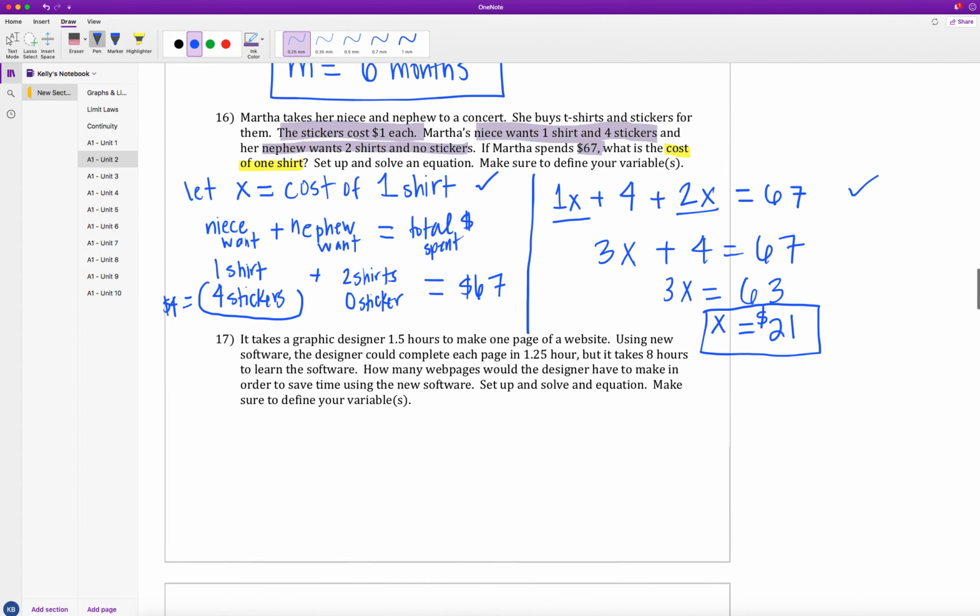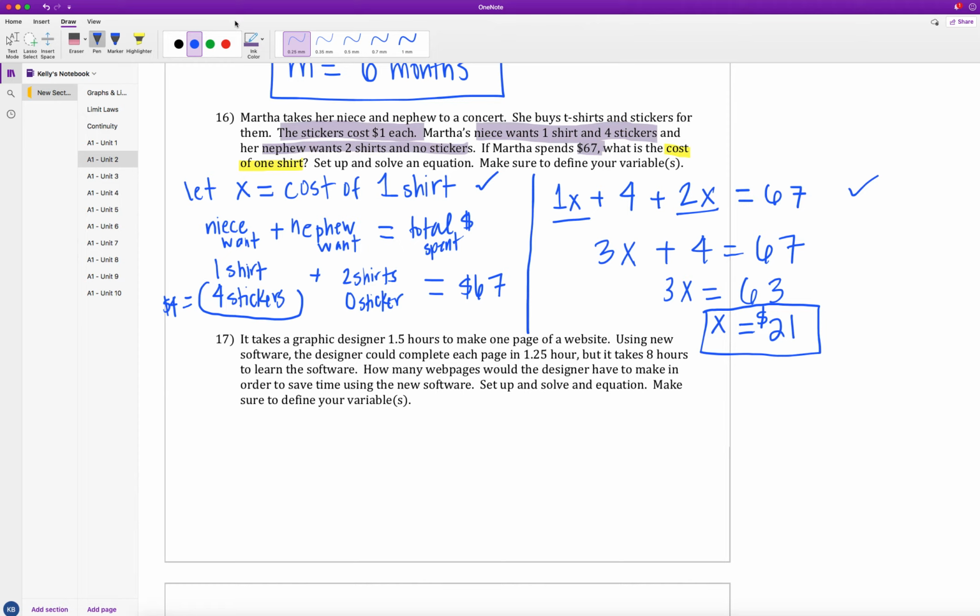Okay, here's our last example. So example 17 says it takes a graphic designer 1.5 hours to make one page of a website. Using new software, the designer could complete each page in 1.25 hours, but it would take them 8 hours to learn the software first. How many web pages would the designer have to make in order to save time using the new software? Set up and solve an equation. Make sure to define your variables.